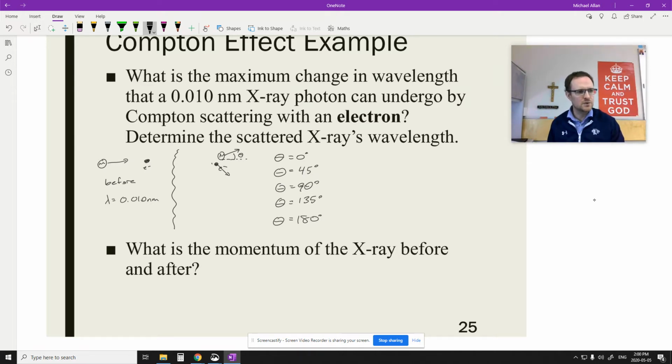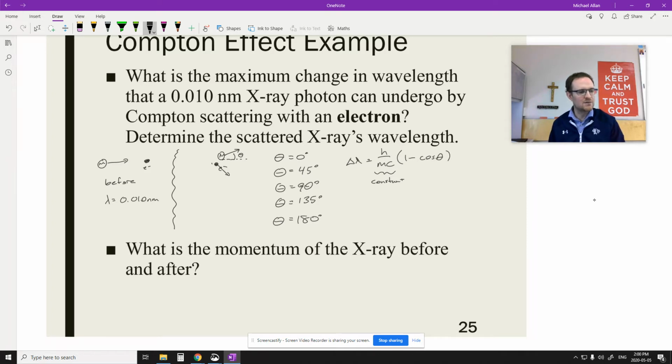Okay, so let's go through and look at the calculations here for my change in wavelength, which is h over mc times (1 minus cos theta). This right here is going to be constant. I want to know what happens to my wavelength when I manipulate theta. So this stays the same. I don't really care too much about that number. We can calculate that number later on.